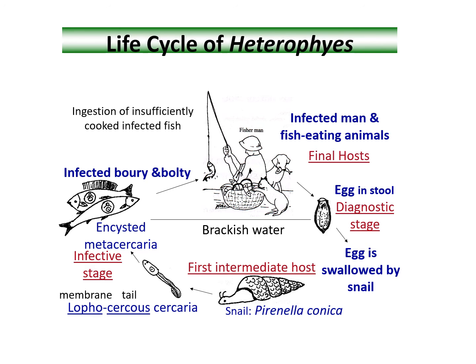The infective stage is Lophocercus cercaria and encysted metacercaria inside buri and bolti, which is the second intermediate host. If eaten by animal and man, they get infected and the cycle is repeated again.